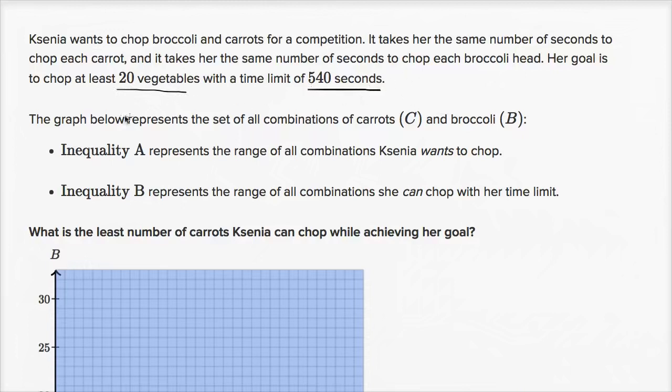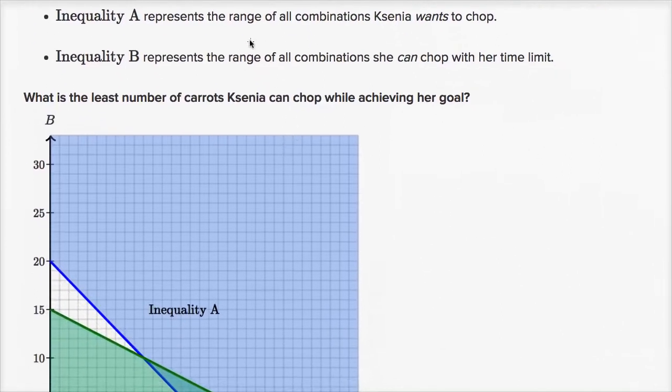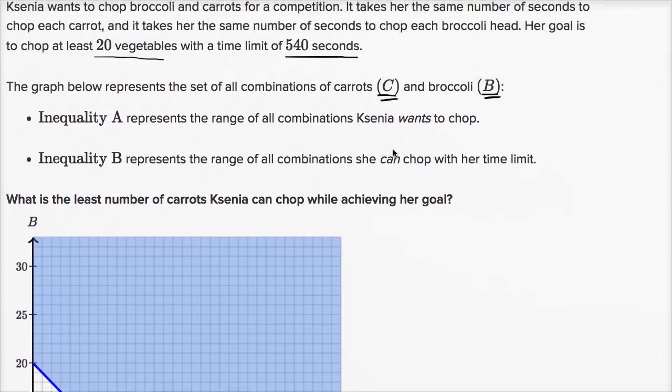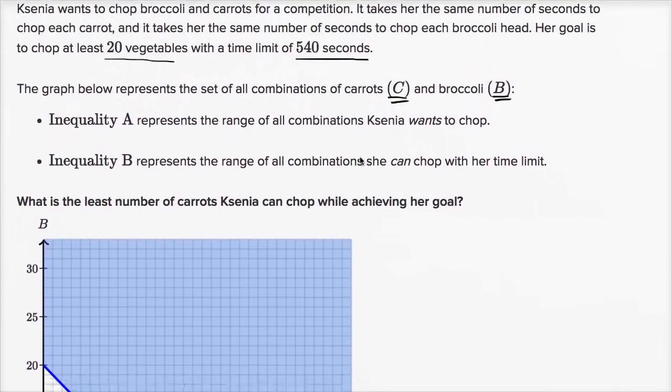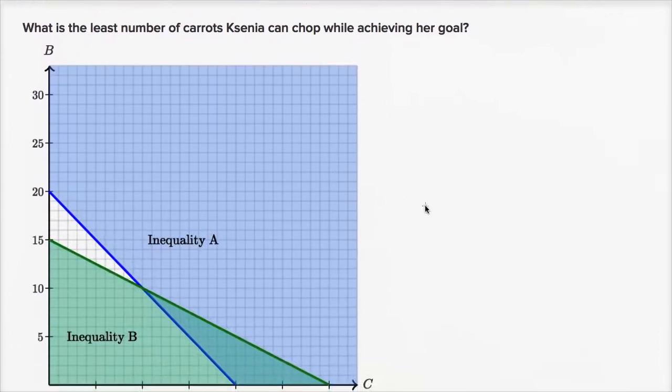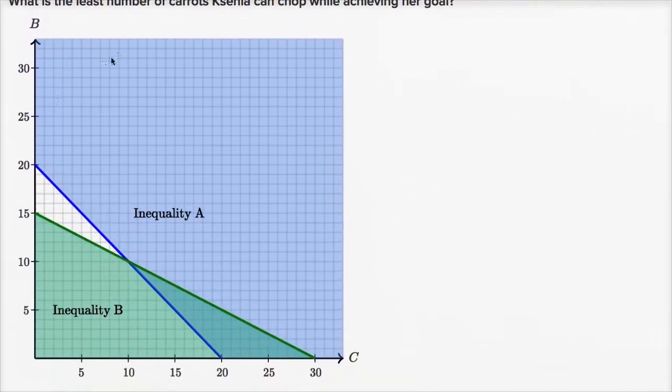All right. The graph below represents the set of all combinations of carrots and broccoli. Inequality A represents the range of all combinations Ksenia wants to chop, because she wants to chop at least 20 vegetables. So all of this blue shaded area, and even the line, is a solid line, so it includes points on the line. These are all of the scenarios where she's chopping at least 20 vegetables. All this blue area, including the blue line.